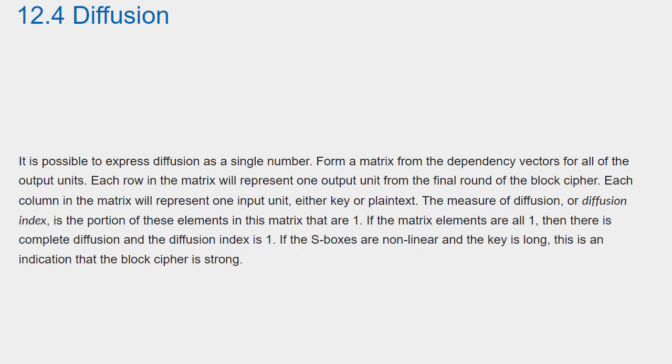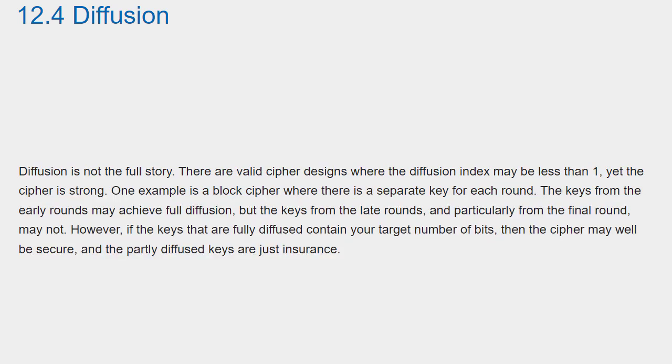It is possible to express diffusion as a single number. Form a matrix from the dependency vectors for all of the output units. Each row in the matrix will represent one output unit from the final round of the block cipher. Each column in the matrix will represent one input unit, either key or plain text. The measure of diffusion, or diffusion index, is the portion of the elements in this matrix that are 1. If the matrix elements are all 1, then there is complete diffusion, and the diffusion index is 1. If the S-boxes are non-linear and the key is long, this is an indication that the block cipher is strong.